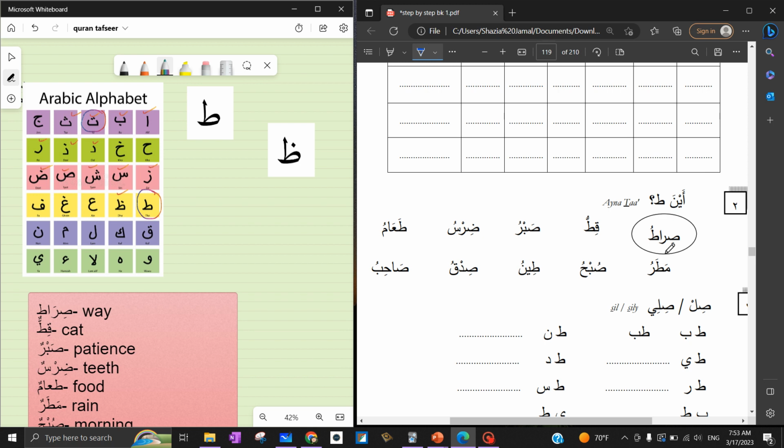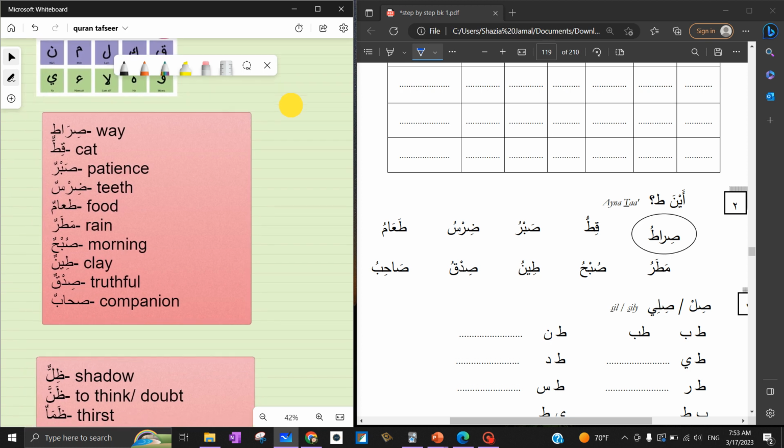Aina ta. You need to find the letter ta in all these random words, and here I have given the word meanings. As you can see, the word meanings are here. Sirat, is there a ta here? Yes, it is circled for you. Qit, yes, there is a ta. You can circle it. Sabrun, there is no ta. Ta'am, yes, there is.